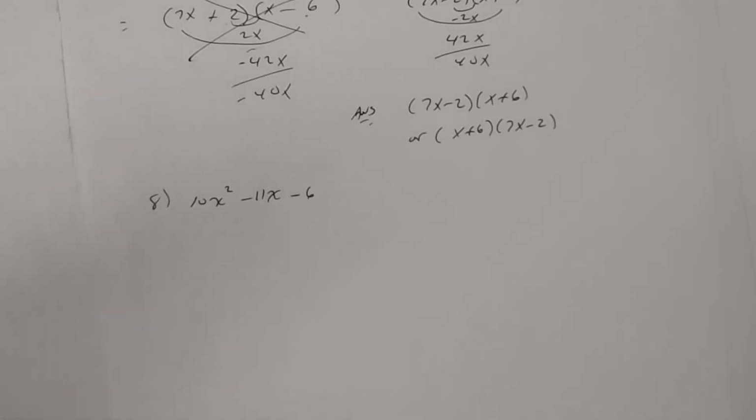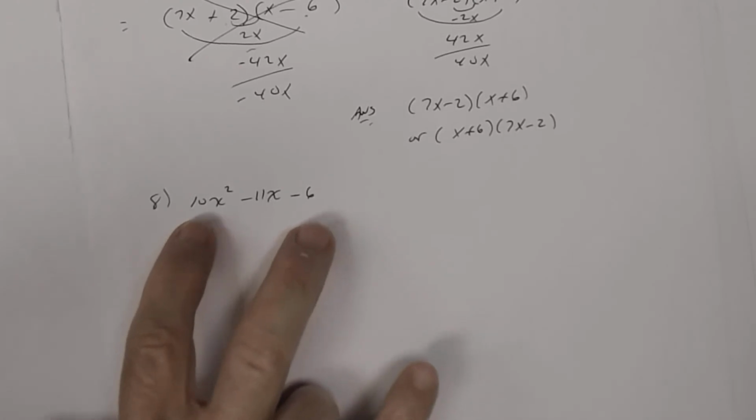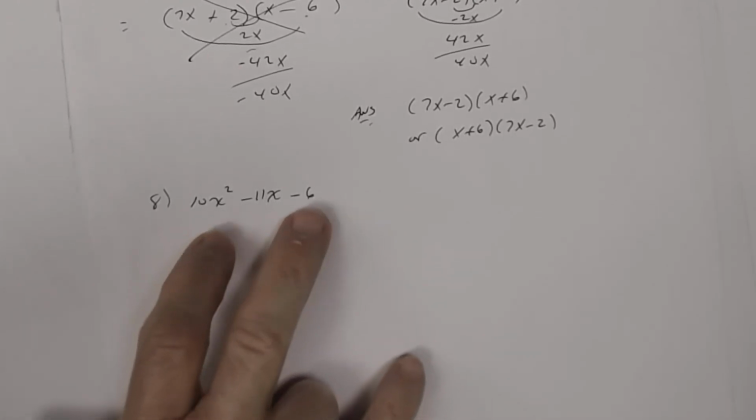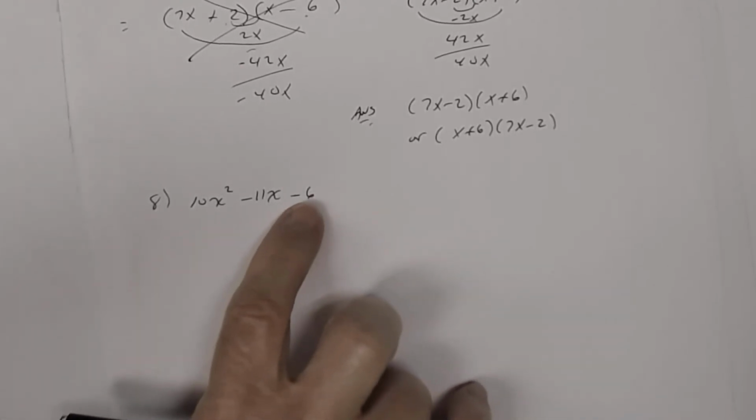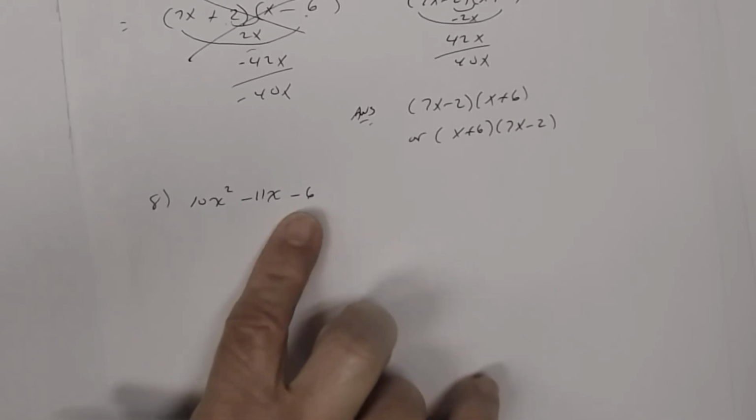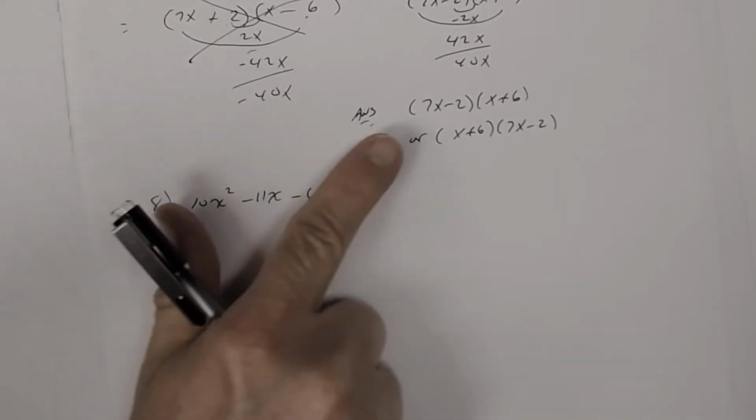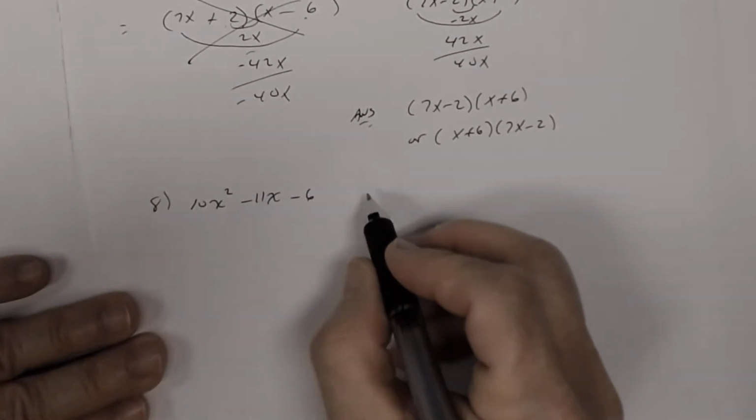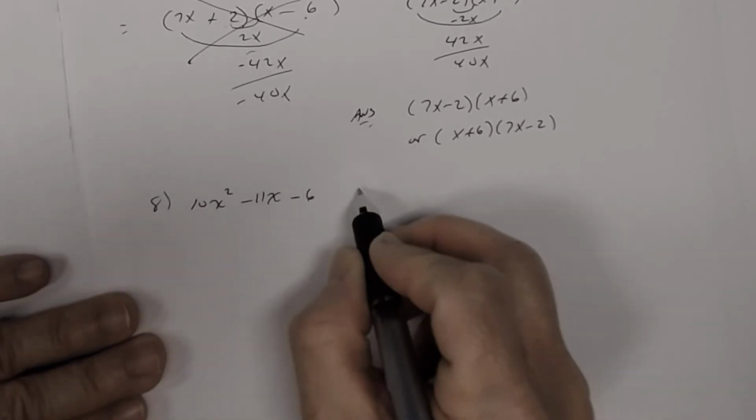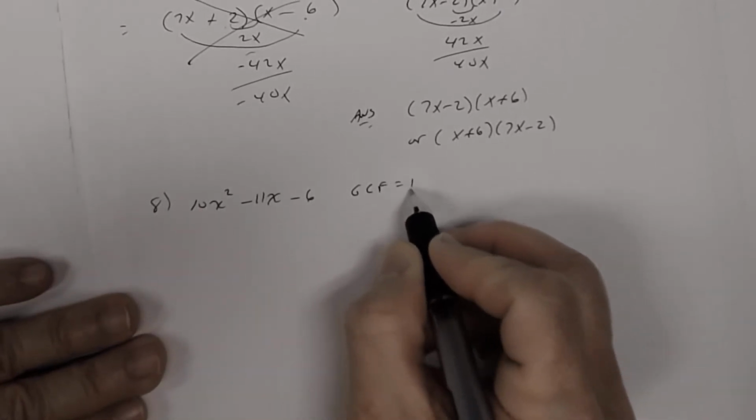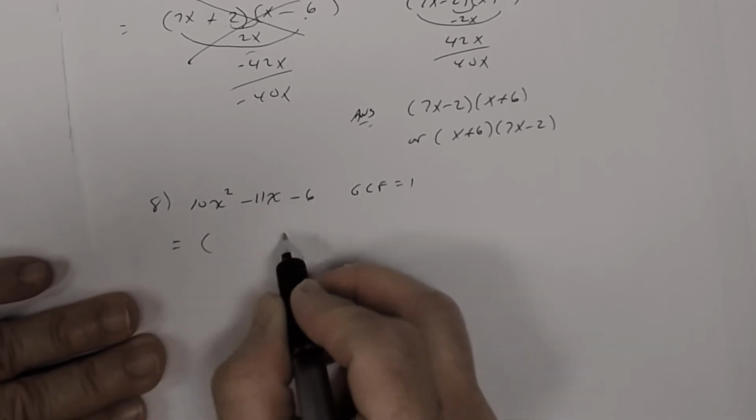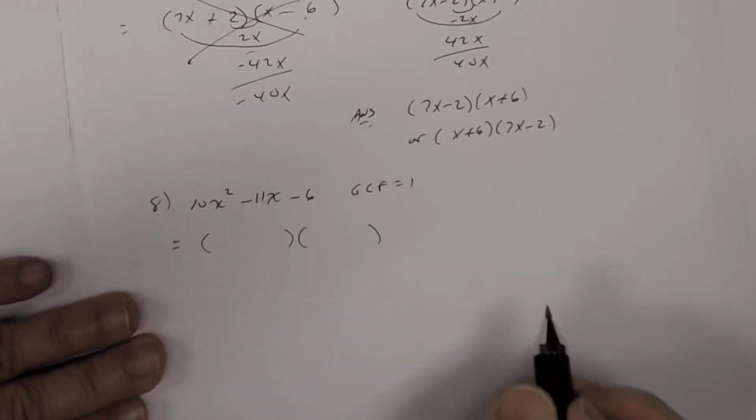Okay, so now it's a little bit more difficult, right? Because 10 is not prime, and the absolute value of negative 6 is 6, and 6 is not prime as well. So that's going to be a little bit more challenging, but it's doable. You know how to deal with this. Okay, so notice the GCF is 1. So once you know the GCF is 1, we can go directly to factoring it as 2 binomials.